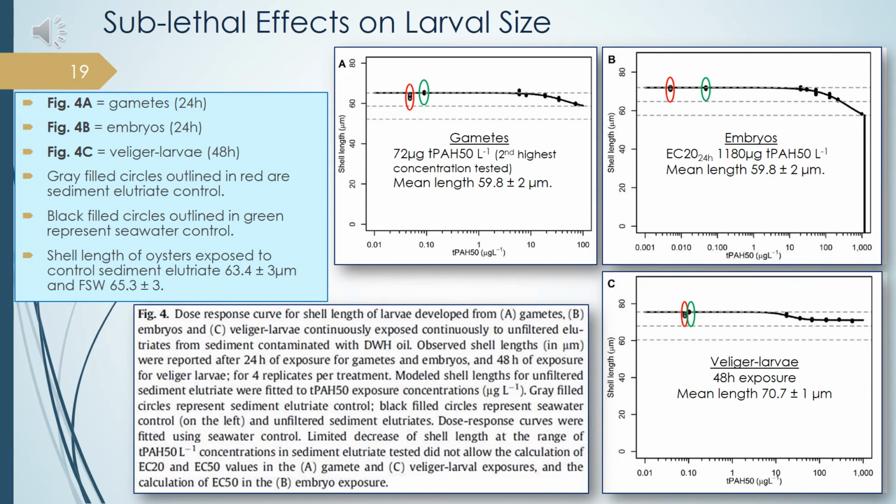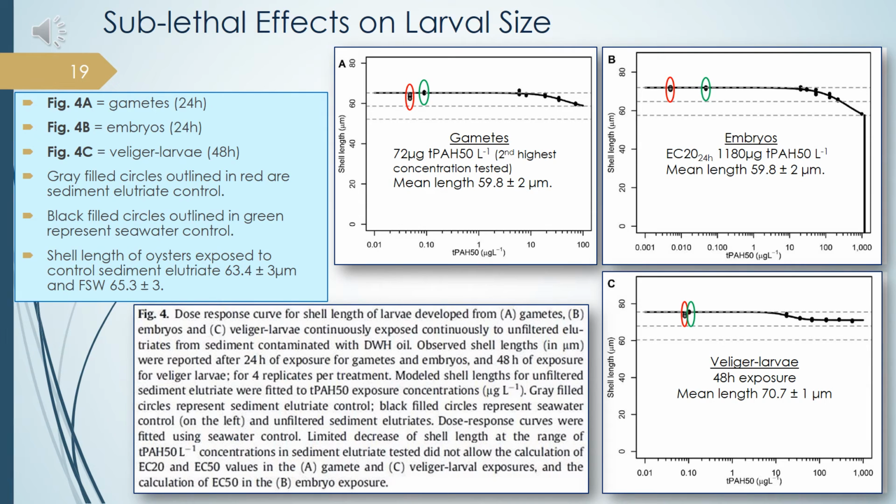So the second highest concentration tested was 72 micrograms of total PAH per liter, with a mean length of 59.8 micrometers. In the 48-hour exposure of veliger larvae, sediment-associated PAHs reduced the larval shell to about 70.7 micrometers compared to controls, which measured in at 75.5 for the filtered seawater and 73.8 for the sediment control, respectively.